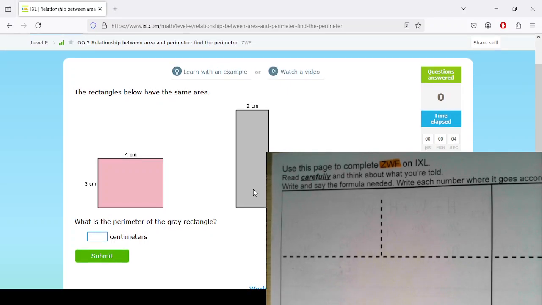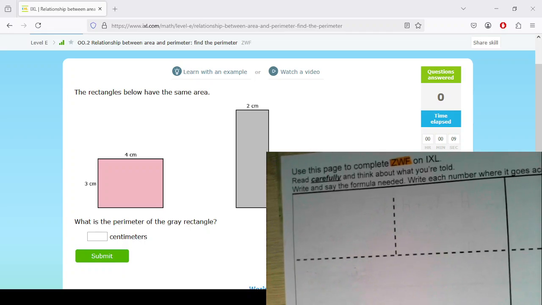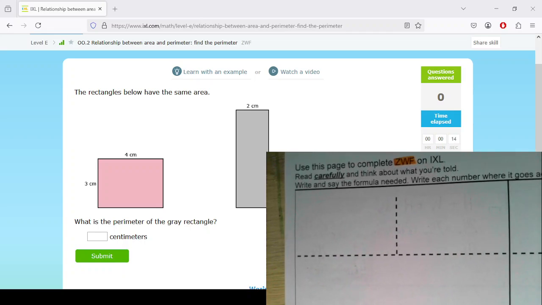Alright, my actual question. Now these are multi-step problems. My actual question is, what is the perimeter of the gray rectangle? So I'm looking for the perimeter of the gray rectangle, which is here. I see I have two rectangles, and I'm asked about the perimeter of just one rectangle. To find the perimeter of this gray rectangle, I will need to know the height and the width of this gray rectangle.